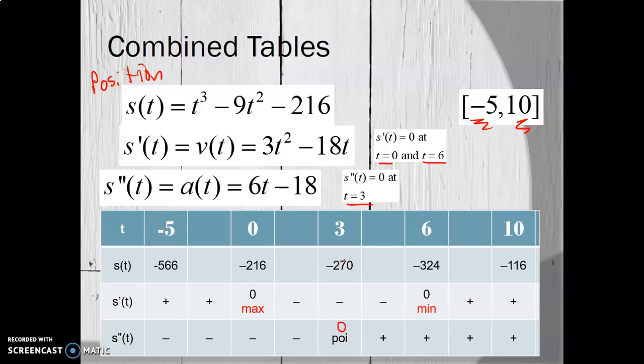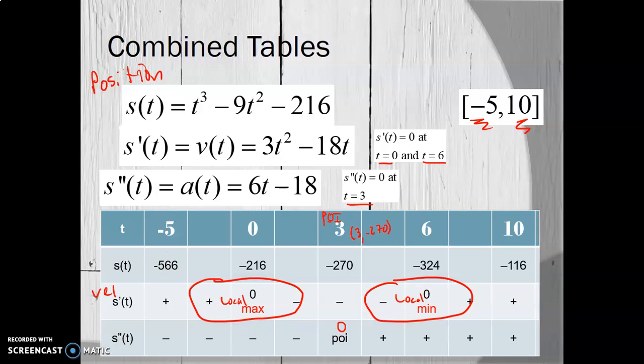You have to check this value to find your POI. So your POI would be at (3, -270). Since your first derivative goes from positive to negative here, you have a local max. Since your first derivative goes from negative to positive here, you have a local min.